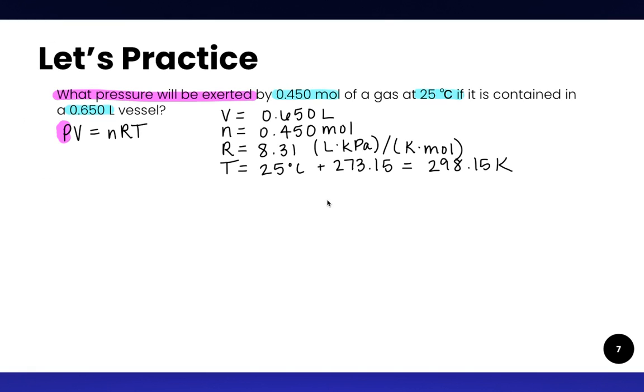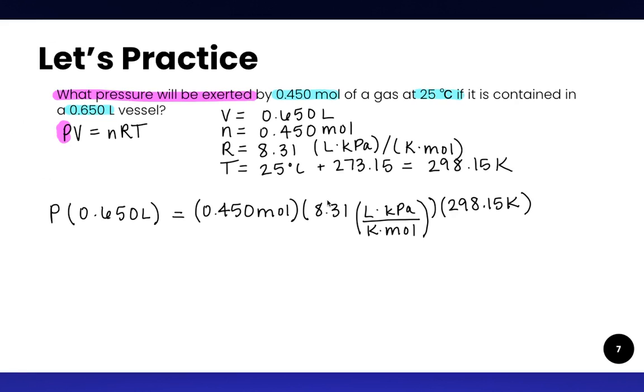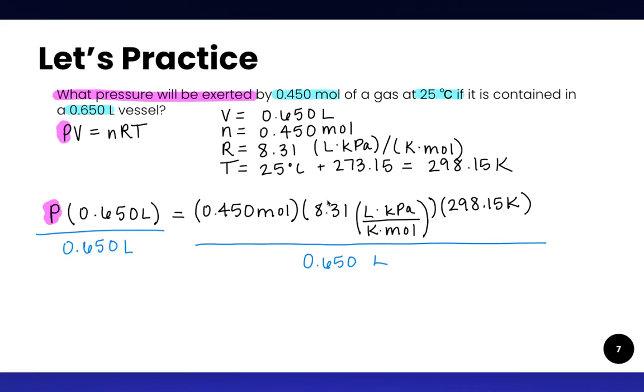Okay, now let's plug everything in. Okay, this time it's a little easier. We need P by itself, so we just need to divide both sides by the volume. We'll check that our units cancel properly. So everything cancels over here. And then liters go away, moles go away, Kelvin goes away, and we are left with kilopascals, which is our pressure unit. And now we're going to plug everything into the calculator.